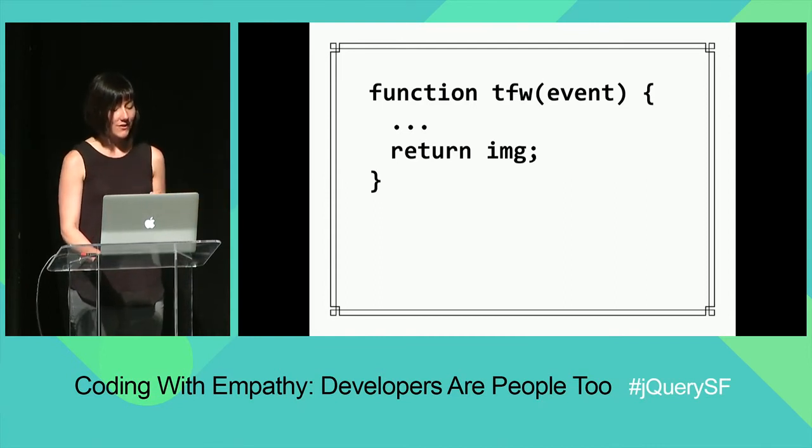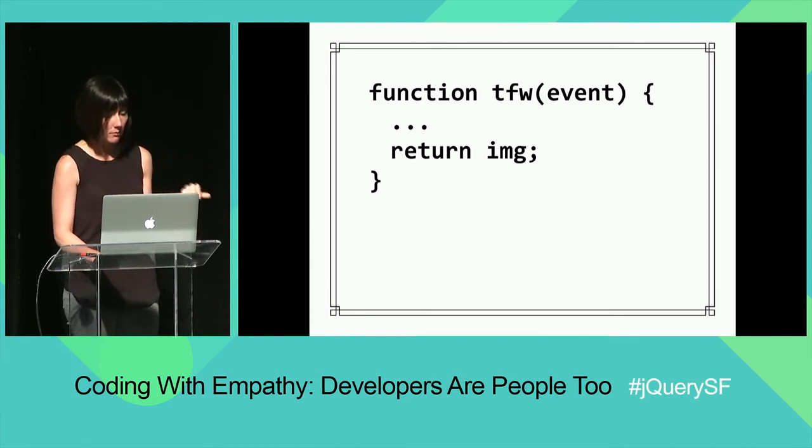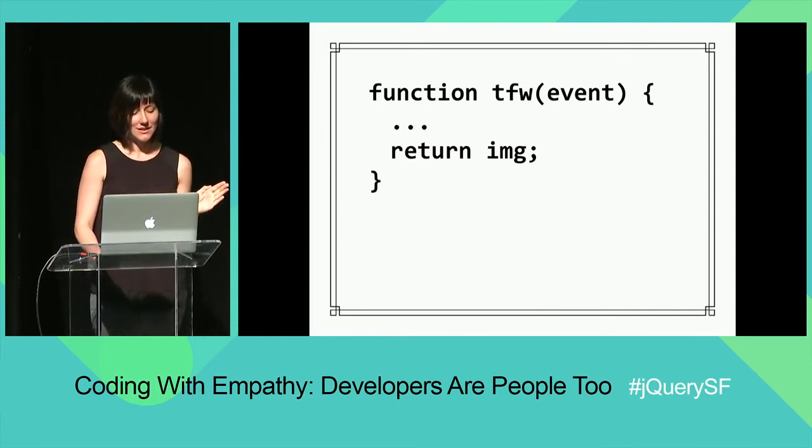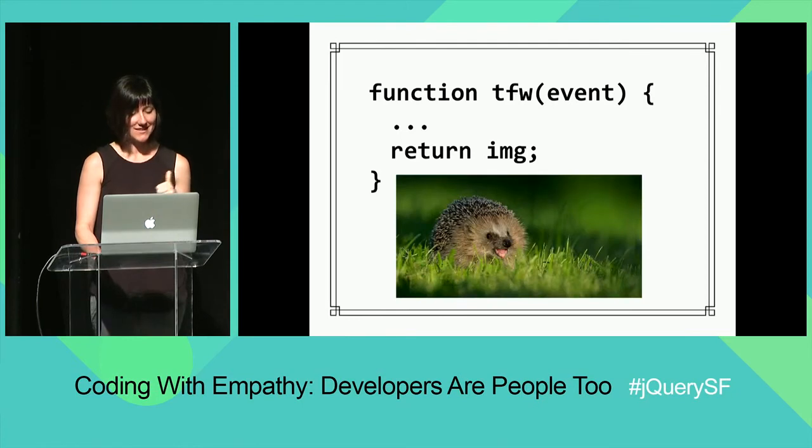But when another developer on another team finds this code and they don't have any context of what's going on, they don't know what this means, what is TFW. And I'm hoping that there's maybe a few people in the audience who are looking at this who also have no idea what this means. This is that feel when a plan comes together.